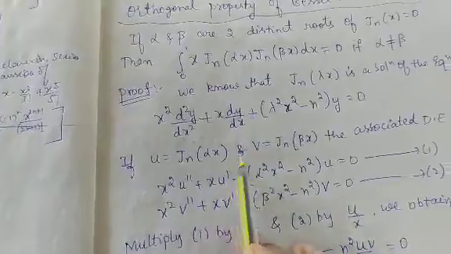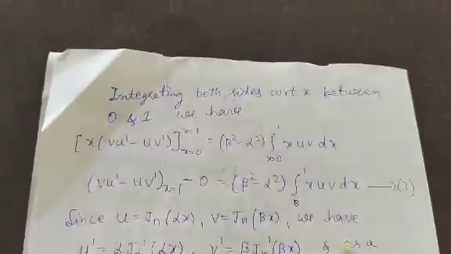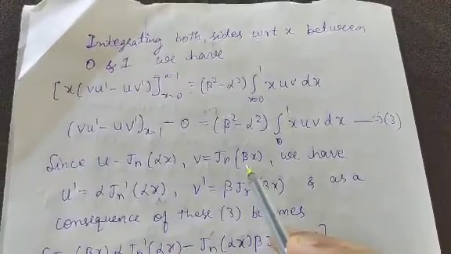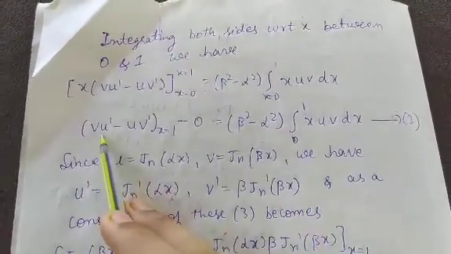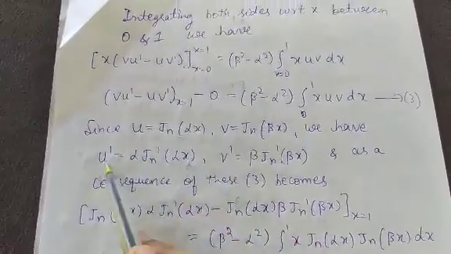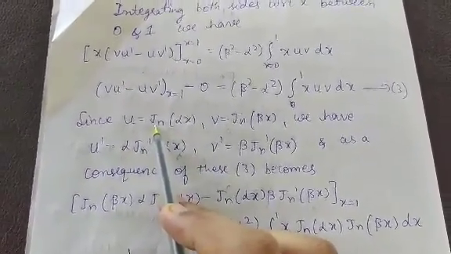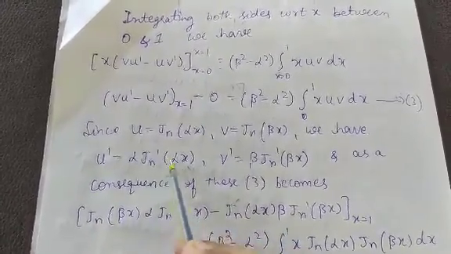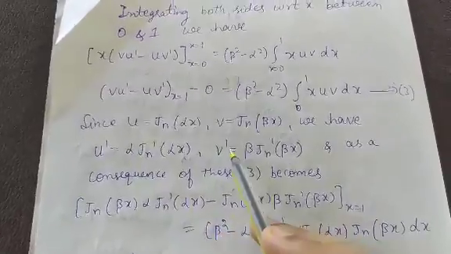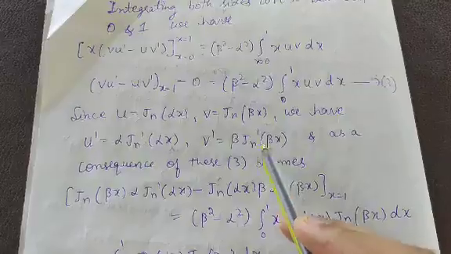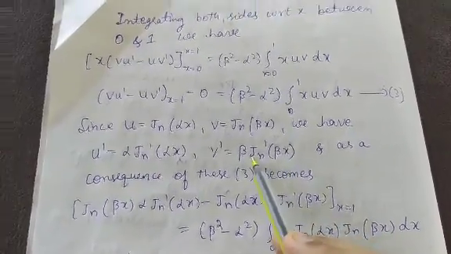Since what you have considered from the start is u equals Jn of alpha x and v equals Jn of beta x, consider the same thing. Here you want u dash and v dash. If u is Jn of alpha x, then u dash, which is the differentiation of u with respect to x, is Jn dash of alpha x into alpha. Similarly, v dash is Jn dash of beta x into beta.